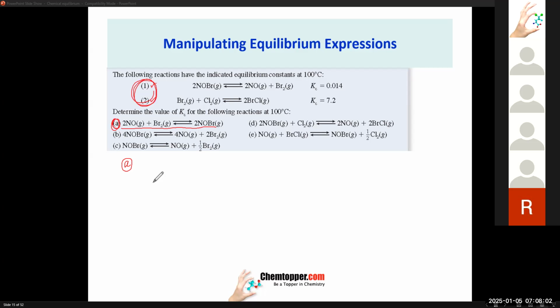It's reversed. So what is the Kc value for this A part? The new K value will be the inverse of this K1. Can I say that? Because you have reversed the equation. So the new K is the inverse of this K, which is 1 over 0.014. No units, children.